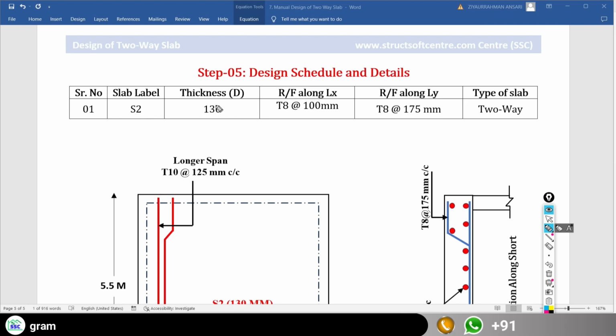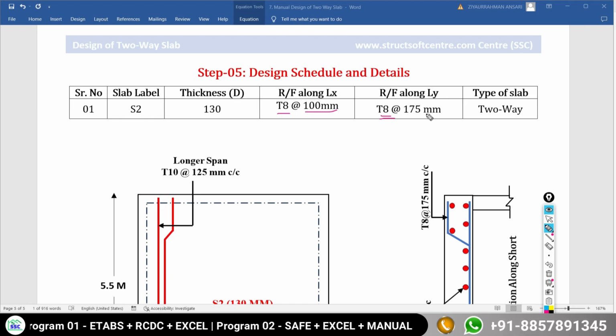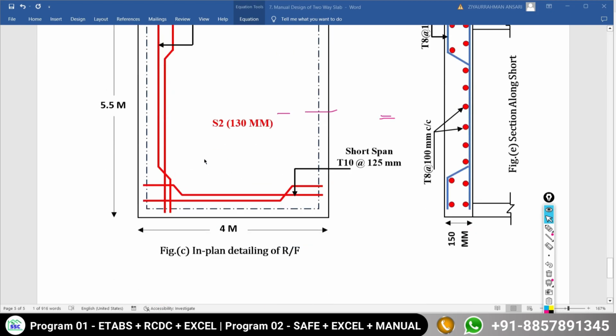S2, overall depth is 130, reinforcement along the shorter span 8 mm dia at a spacing of 100 mm center to center, and along the longer span 8 mm dia at a spacing of 175 mm center to center. This slab is actually the type of two-way slab. The detailing will be like this.